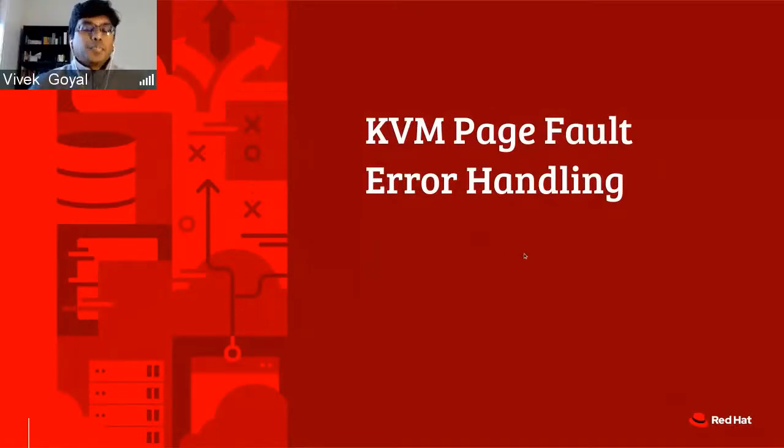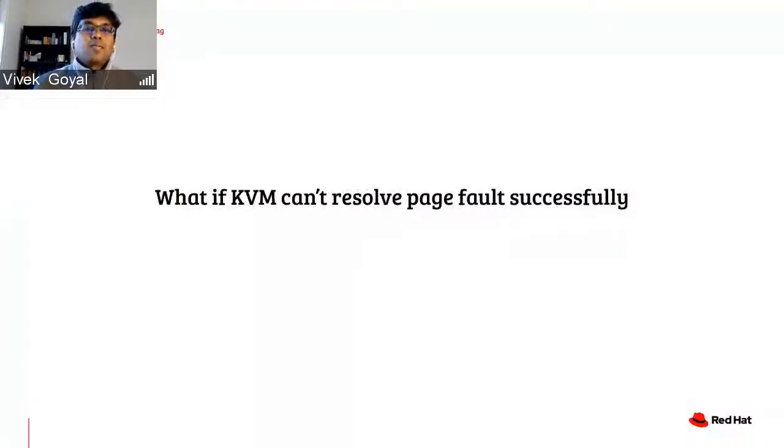Okay, so KVM page fault error handling. One question is, of course, we all talked about how page faults happen. We can deliver them in a synchronous manner or an asynchronous manner. Now the question is, what happens if we cannot resolve the page fault? What's the behavior currently and how can that behavior be improved?